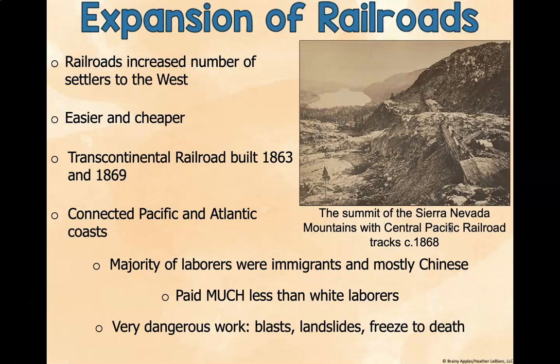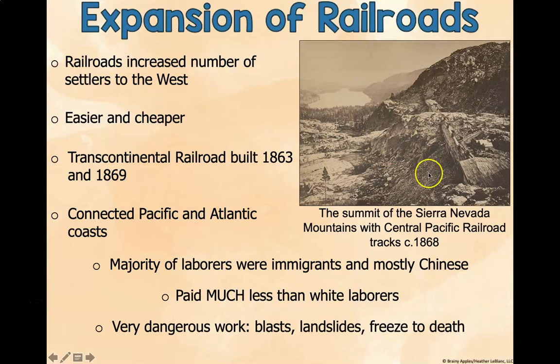We also continue with the expansion of railroads. Railroads increased the number of settlers to the west. It was easier and cheaper. The Transcontinental Railroad was built between 1863 and 1869. This connected the Pacific and Atlantic coasts. The majority of the laborers, we said, were Chinese immigrants. They were paid much less than white laborers, and the work was very dangerous. You had blasts, landslides, and a lot of people actually froze to death.